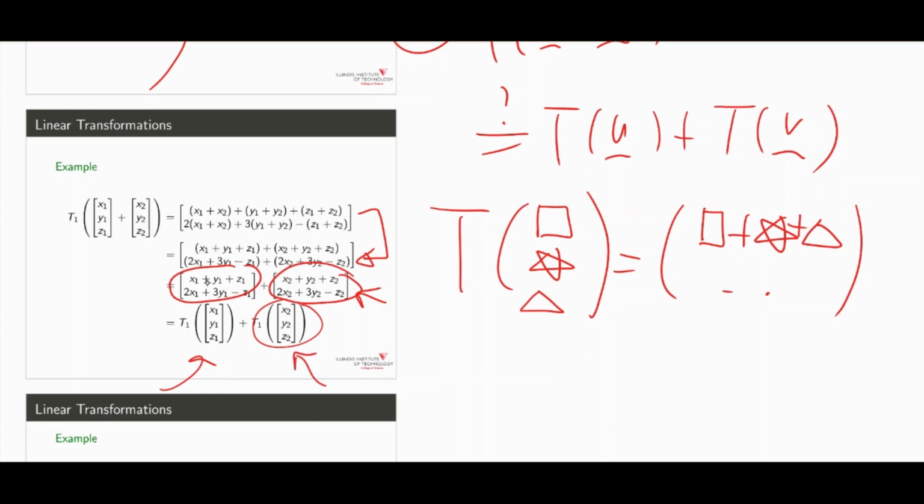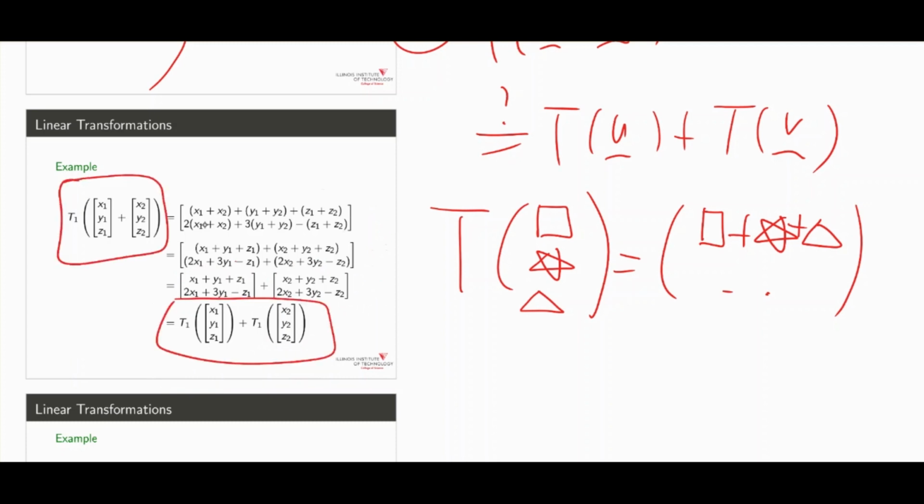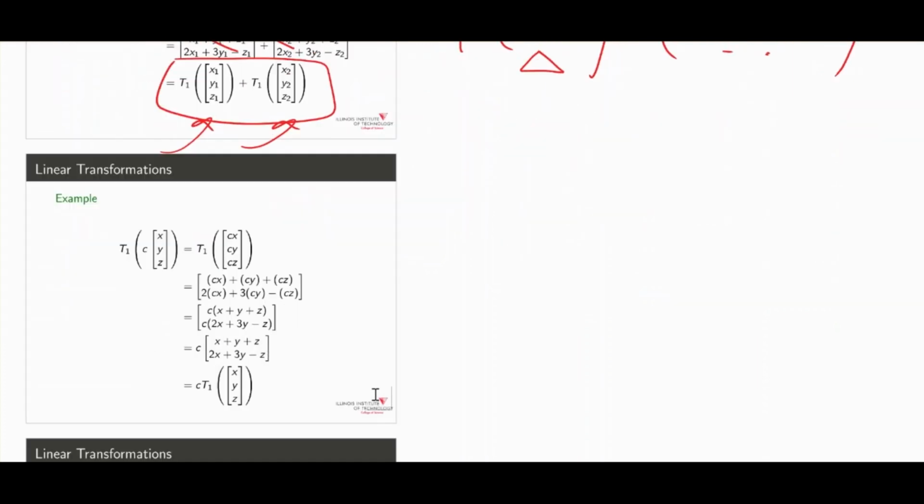Basically what happened is just regrouping, expanding and regrouping, and putting it in the form that you can see that this is the same as this mapping and this is the same as this mapping. So if you look at this result and ignore all the detail, you will see that the additive property holds. So T of U plus V is the same as T of U plus T of V. So the additive property is satisfied. Okay, let's check the homogeneity property.